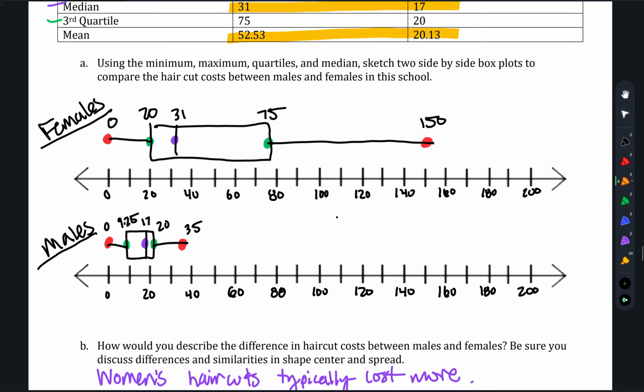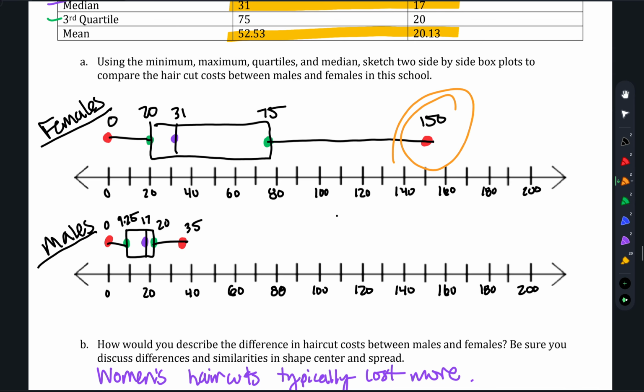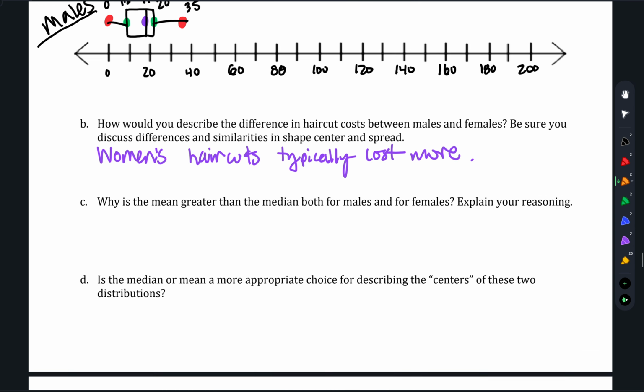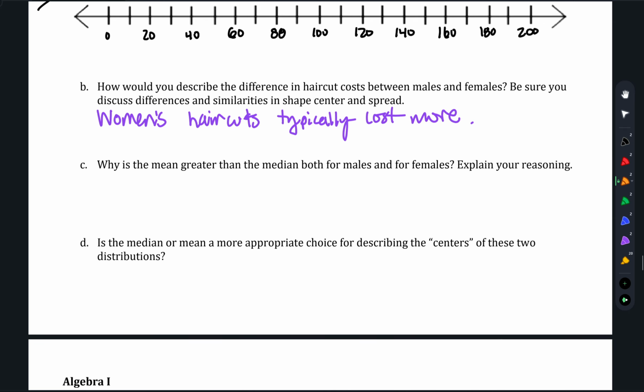Probably an outlier. I'm going to go out on a limb here and say that this person who spent $150 is probably an outlier in her haircut. So the mean being greater than the median usually means the data is what we call skewed by an outlier.